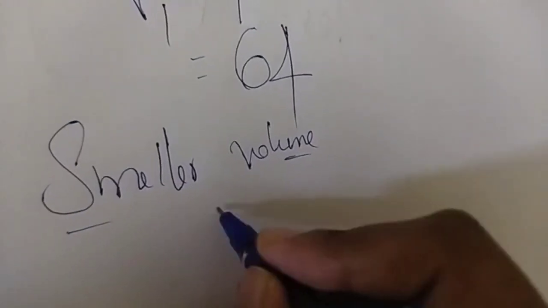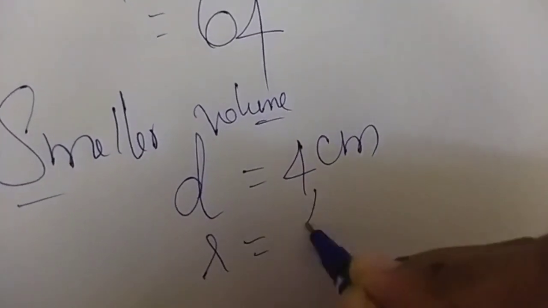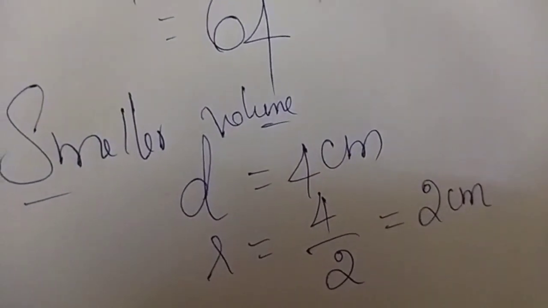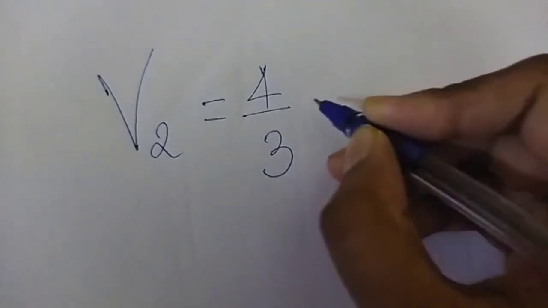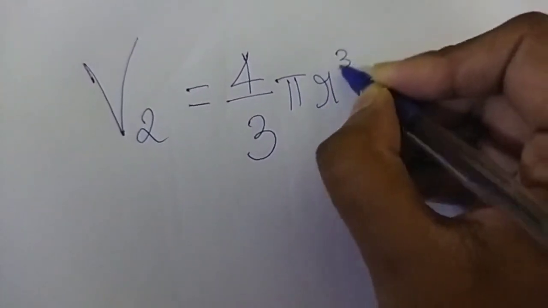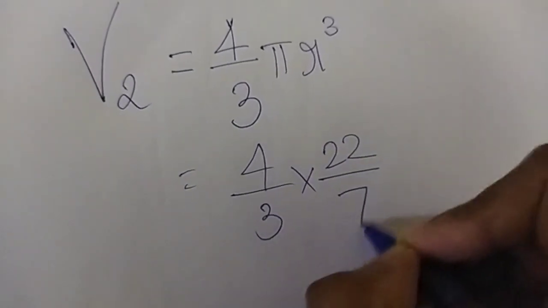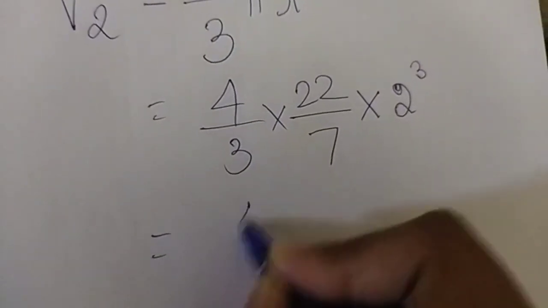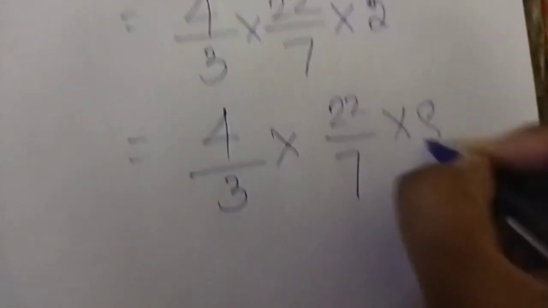Smaller volume is nothing but sphere. For sphere, diameter is 4 centimeter. Then radius is equal to diameter by 2, which is nothing but 2 centimeter. Volume of sphere, let me take volume of sphere as V2. The formula for volume of sphere is 4 by 3 pi r cube. So 4 by 3 into 22 by 7 into r cube, that is 2 cube. 4 by 3 into 22 by 7 into 8.